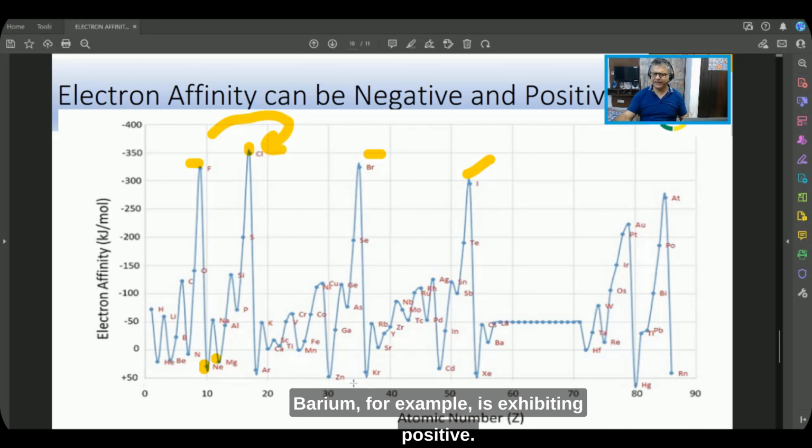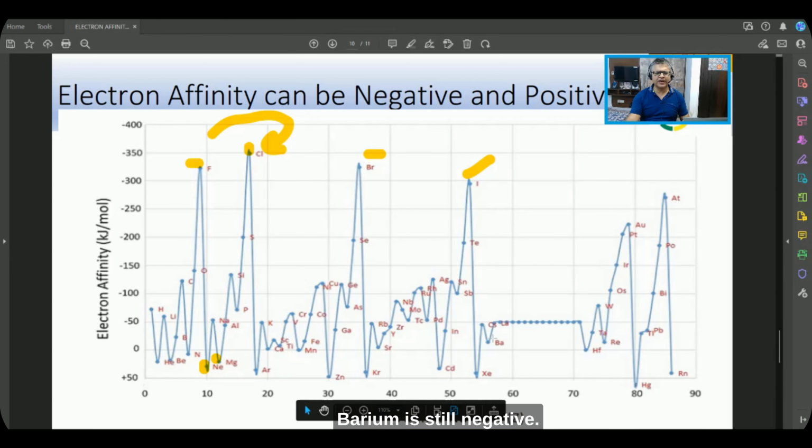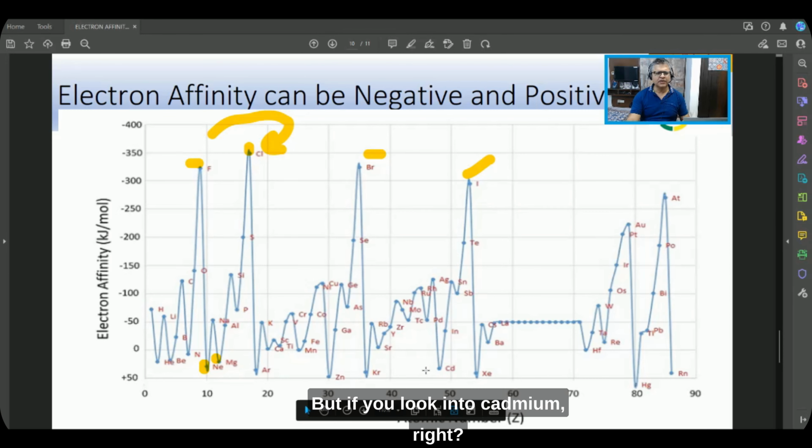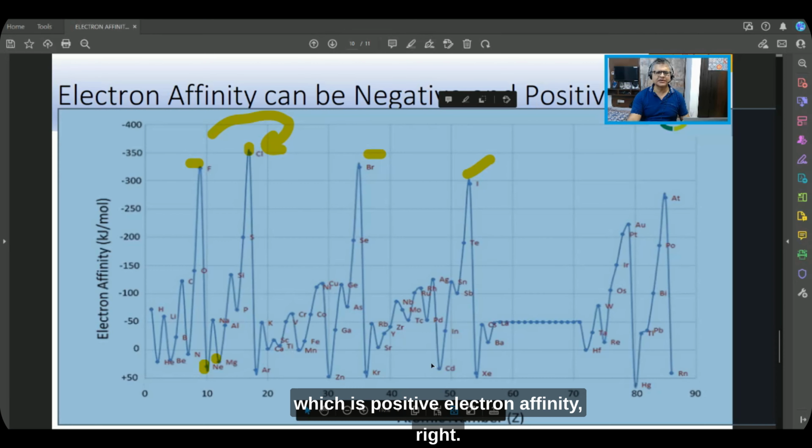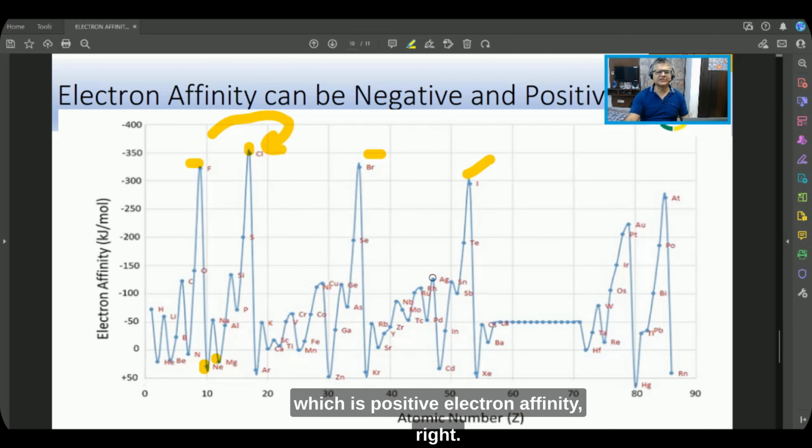Barium, for example, is exhibiting a positive. No, barium is not. Barium is still negative. But if you look into cadmium, right? Cadmium is still exhibiting a behavior which is a positive electron affinity, right? So I hope this helps you. And let's talk about other ones also.